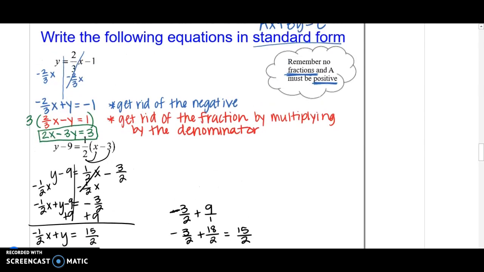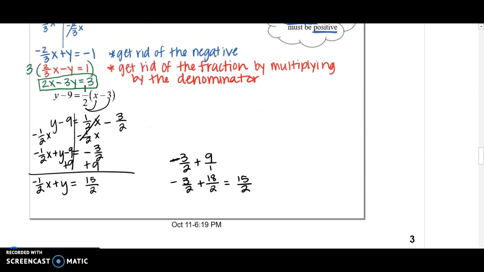Okay, here, again, we have a negative in front and a fraction. So to get rid of the negative, we just flip all those signs. So instead of negative 1/2 x, I have 1/2 x. Instead of plus y, I have minus y. Instead of positive 15 halves, I have negative 15 halves.